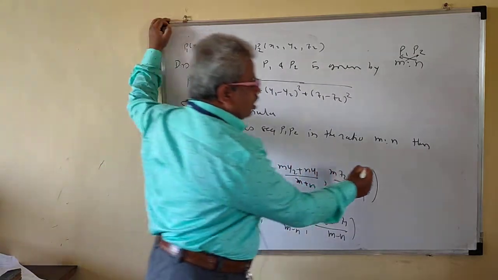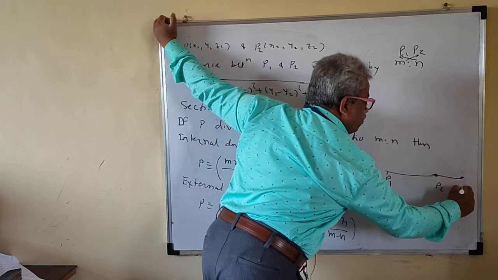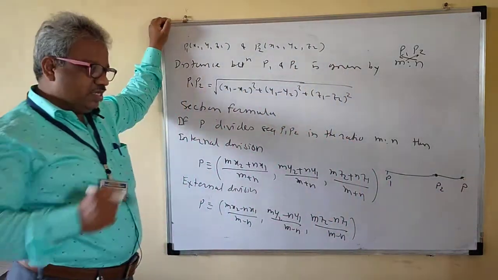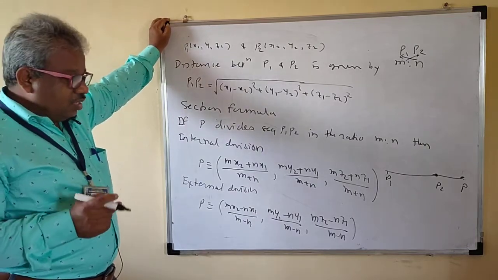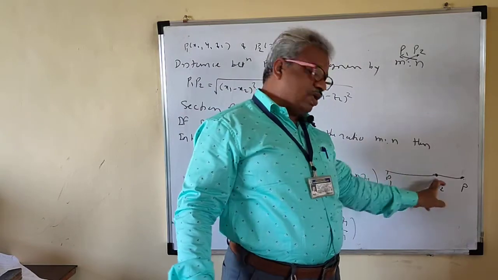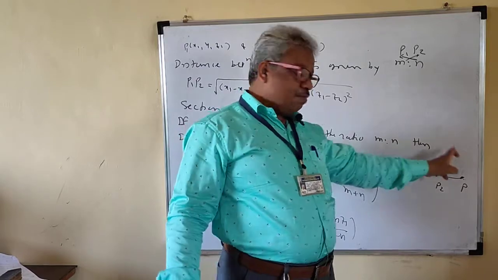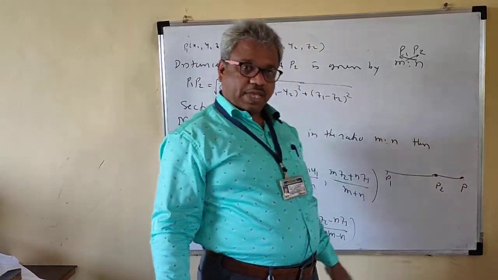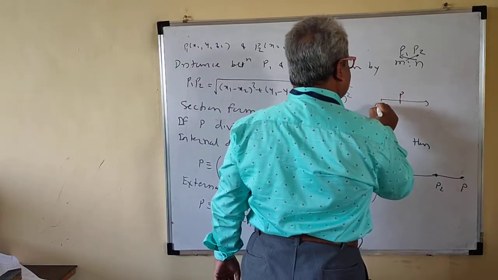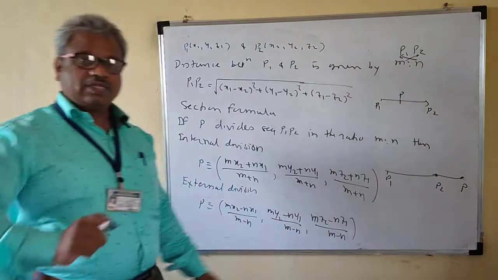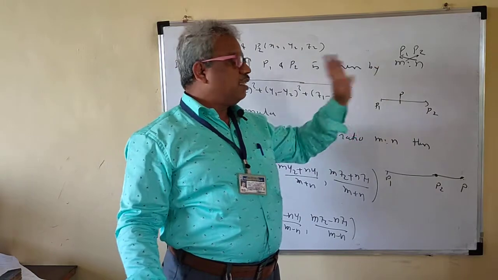So if externally, what does it mean? This is your P1, this is your P2, and your P is here. So P1P is m and P2P is n. So P divides the segment P1P2 externally in the ratio m is to n. And internal division means P lies on segment P1P2. If P lies on segment P1P2, then we say that P divides the segment P1P2 internally in the ratio m is to n.